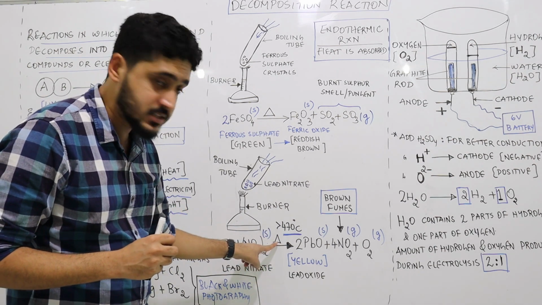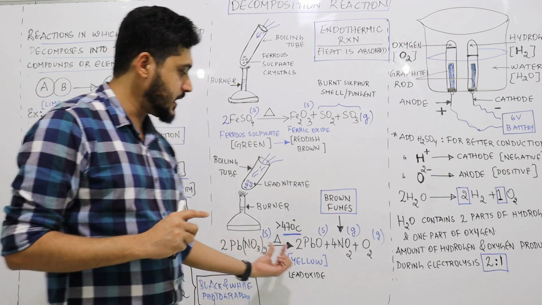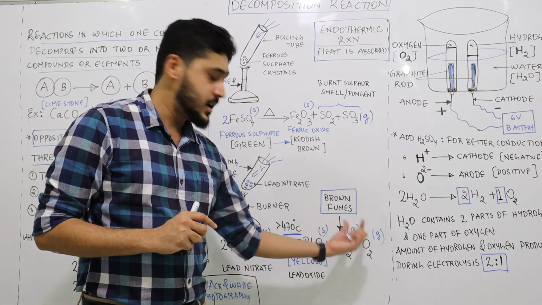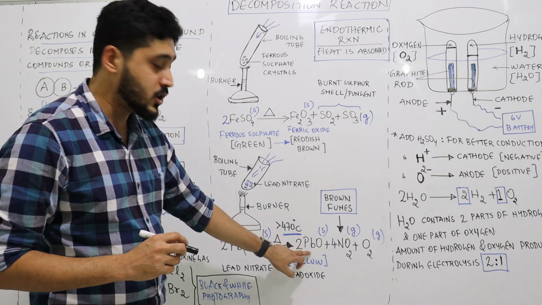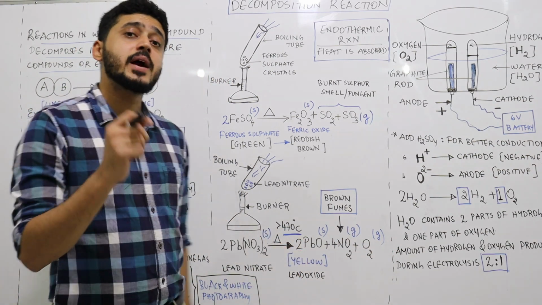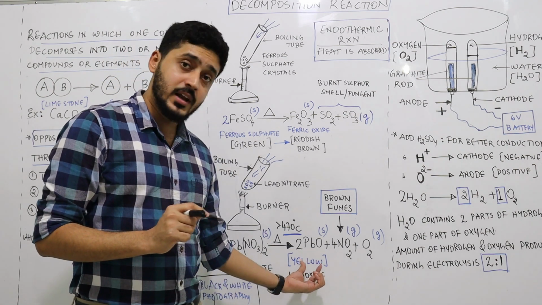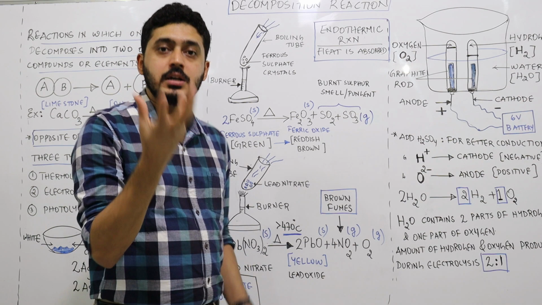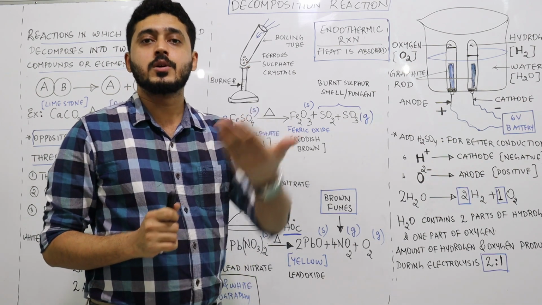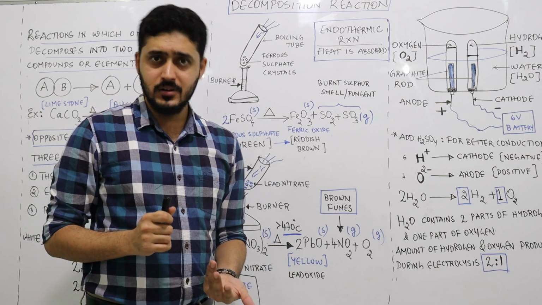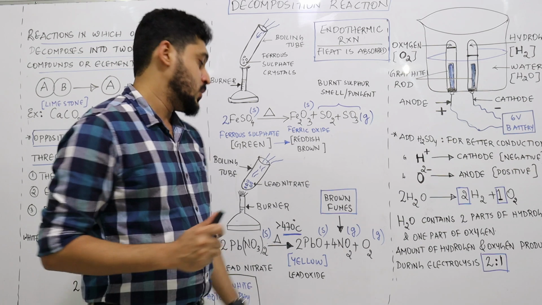You give the energy in the form of heat. That's why I have written a delta symbol here, indicating heat, and lead nitrate is getting decomposed to lead oxide, nitrogen dioxide and oxygen gases. You will get a residue of lead oxide. Now how will you identify that lead oxide is produced? Lead oxide will be yellow in color. When it is hot, it will be yellow in color, and slowly upon cooling, it will get converted to white.